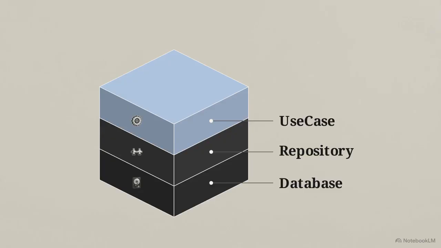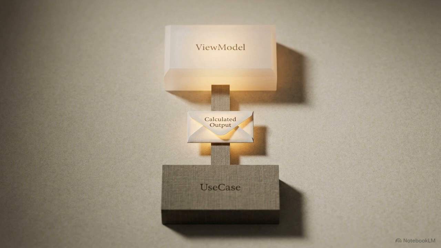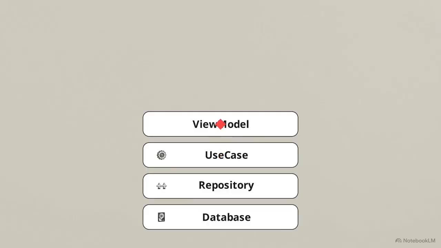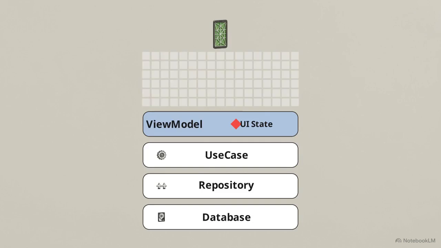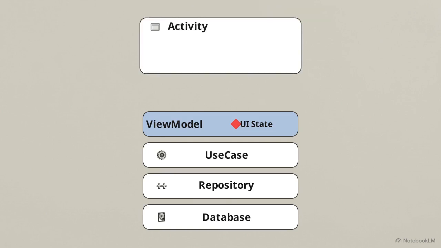We add a state manager component to bridge the gap. This is the view model. Its responsibility is catching the logical output from the use case and holding it in active memory as a defined UI state. Holding state here is intentional. If a user rotates their phone screen, visual elements are destroyed and recreated. Because the view model sits safely below the surface, the data survives these events intact.